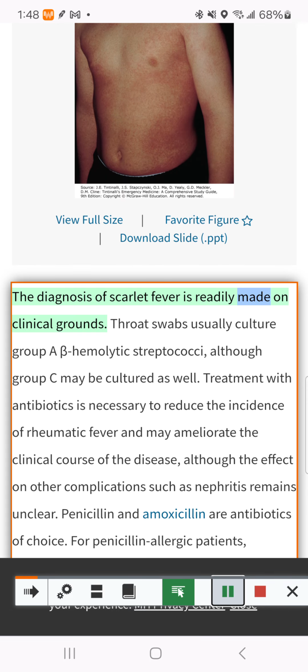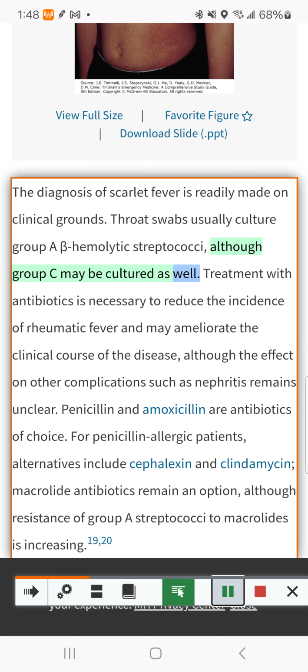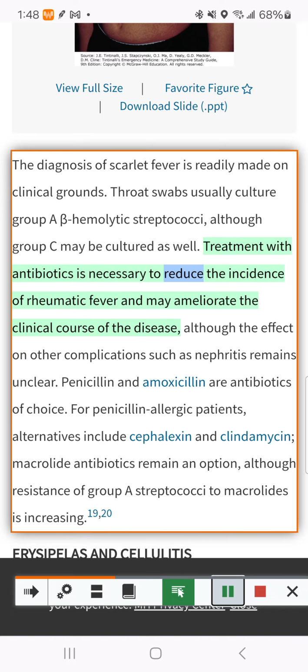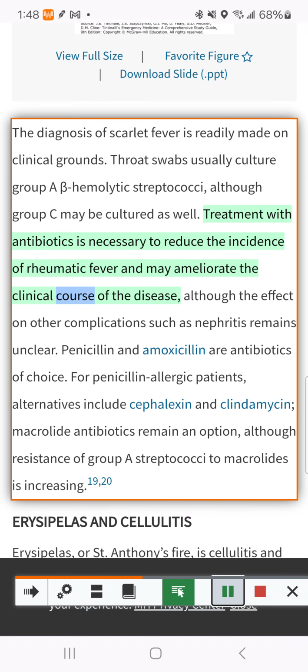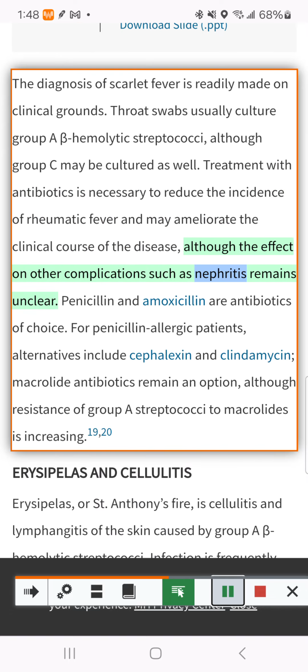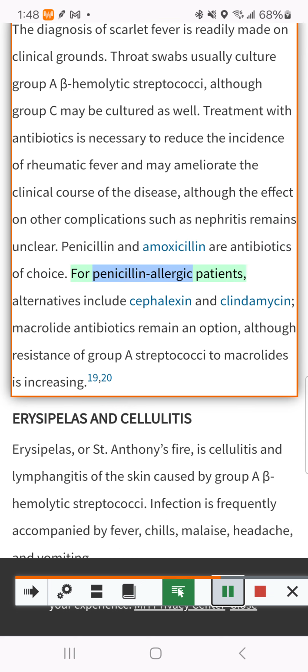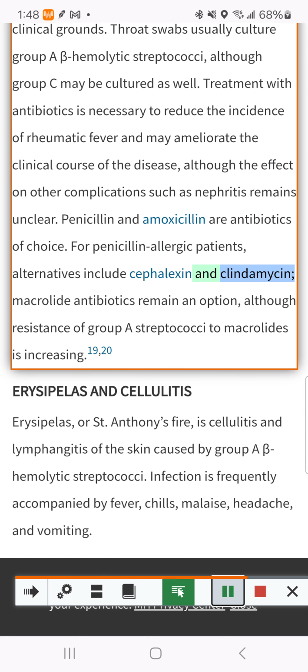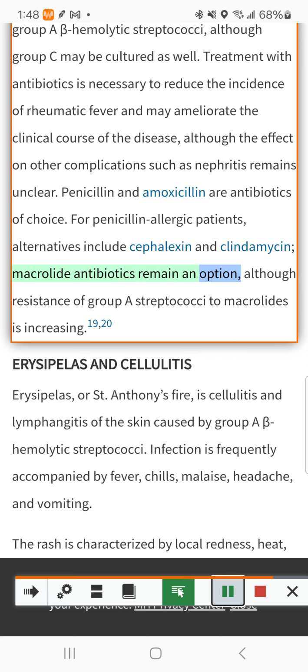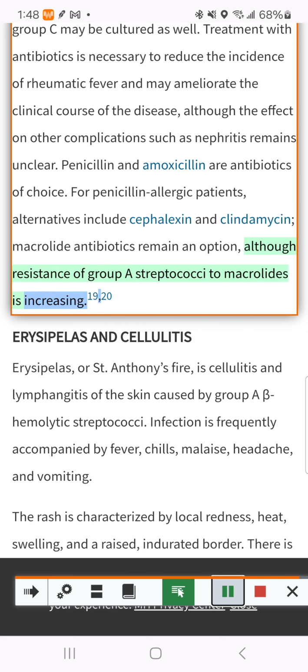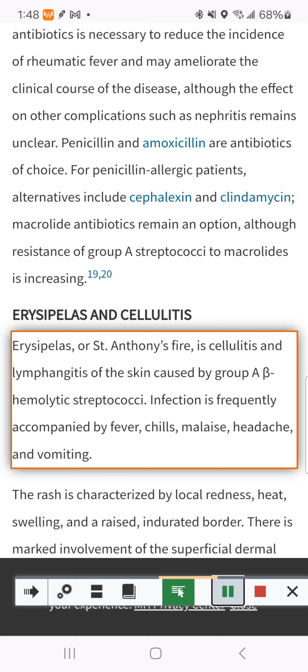The diagnosis of scarlet fever is readily made on clinical grounds. Throat swabs usually culture Group A beta-hemolytic streptococci, although Group C may be cultured as well. Treatment with antibiotics is necessary to reduce the incidence of rheumatic fever and may ameliorate the clinical course of the disease, although the effect on other complications such as nephritis remains unclear. Penicillin and amoxicillin are antibiotics of choice. For penicillin-allergic patients, alternatives include cephalexin and clindamycin. Macrolide antibiotics remain an option, although resistance of Group A streptococci to macrolides is increasing.